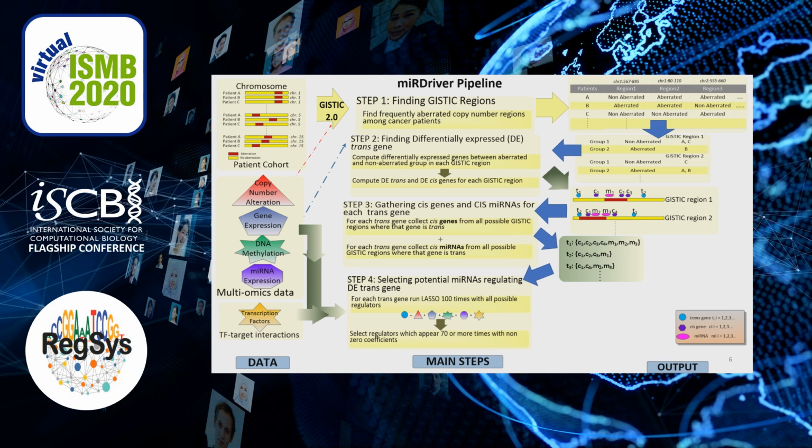Since the independent variables selected by lasso have shown to be inconsistent, especially in large cohort, we ran lasso 100 times for each transgene and selected the microRNAs that appear at least 70 times with non-zero regression coefficients, and in that way, we inferred our microRNA gene interaction network.